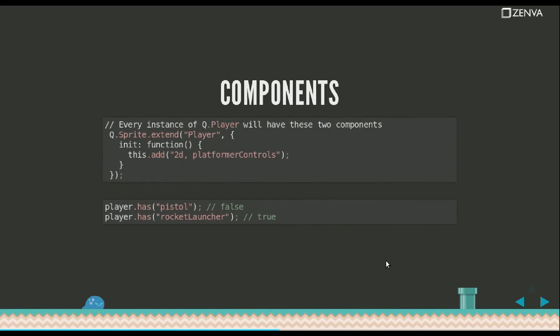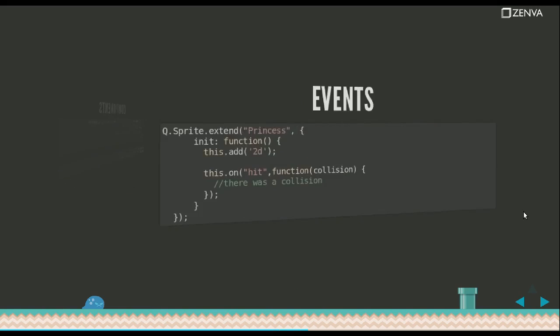Components. I'm adding a component here to a class called Player, which extends from Sprite, that represents the images that you put on the screen, and by using add you can add different components to your object, and you can also check whether those components exist or not.